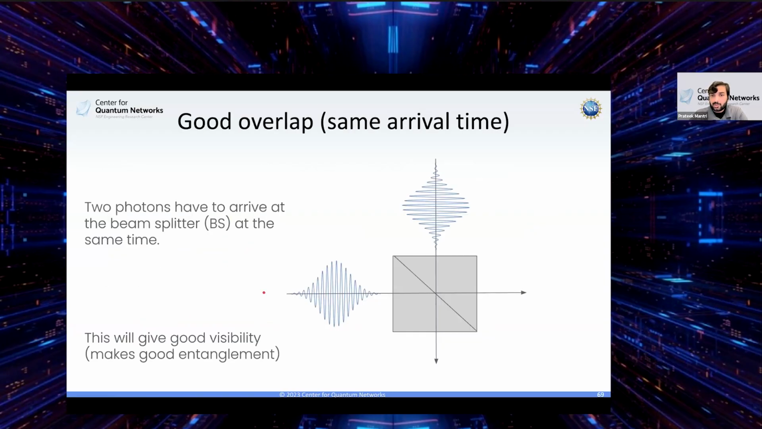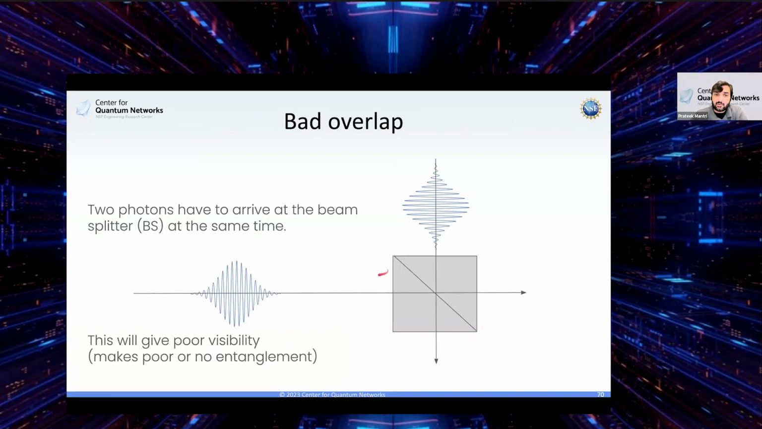Arrival time is another property. Especially when we are dealing with repeaters, where we are sending photons from Alice and Bob to a station which is located in the middle, we want to synchronize the time of arrival of these photons. If both of these photons arrive at the same time, we call it having a good visibility, which makes good entanglement. If these have a bad overlap, so the photons do not arrive at the beam splitter at the same time, then we have poor visibility. And since a photon travels so fast, even a nanosecond difference is quite huge sometimes.